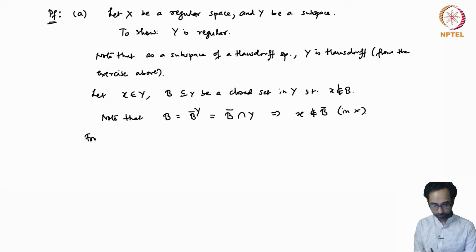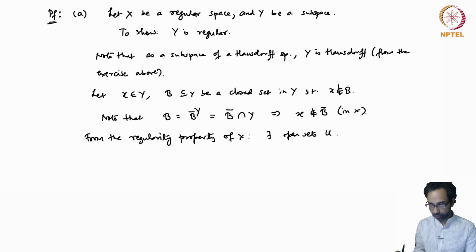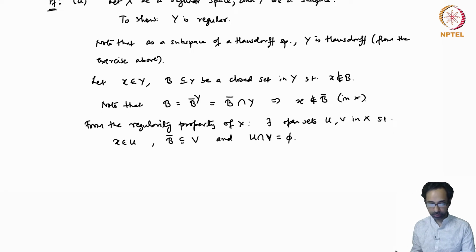So from the regularity property of X, we have that there exist open sets U, V in X such that x belongs to U, B closure is contained in V, and U intersection V is empty. So we have found disjoint open sets containing x and B closure respectively.